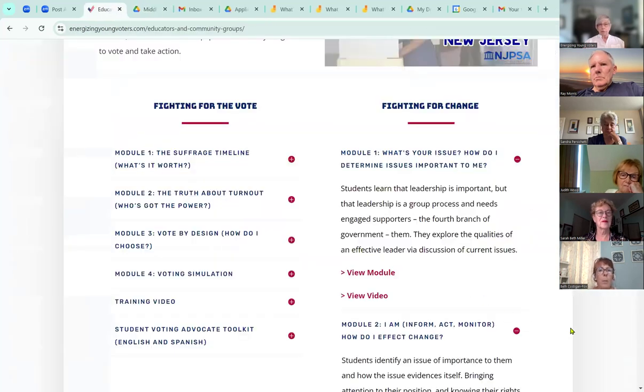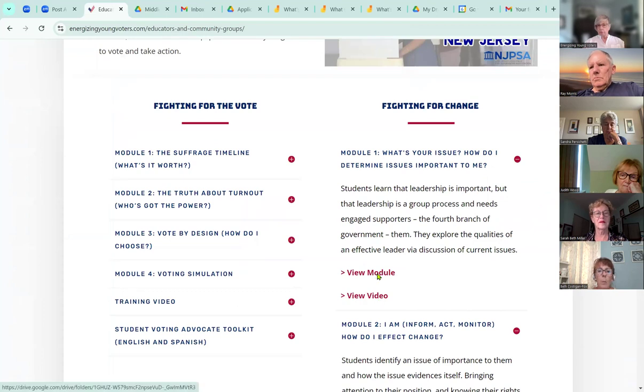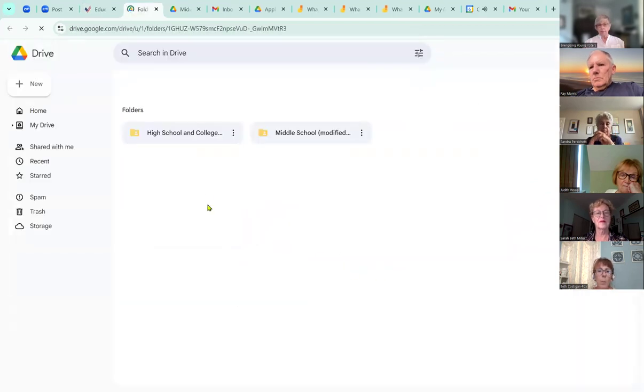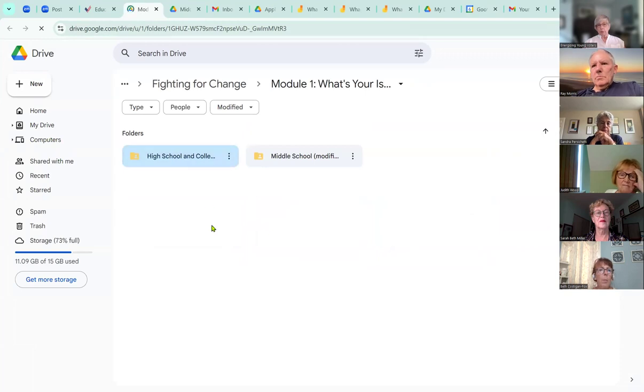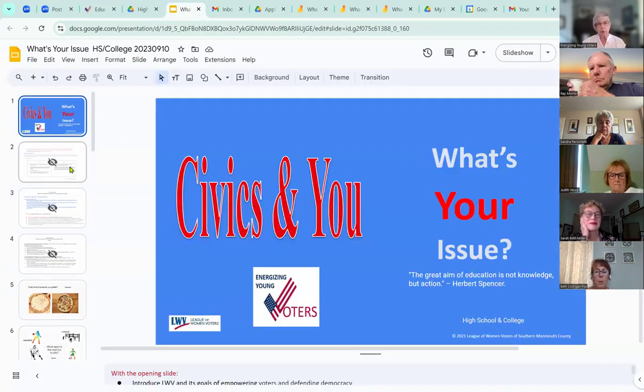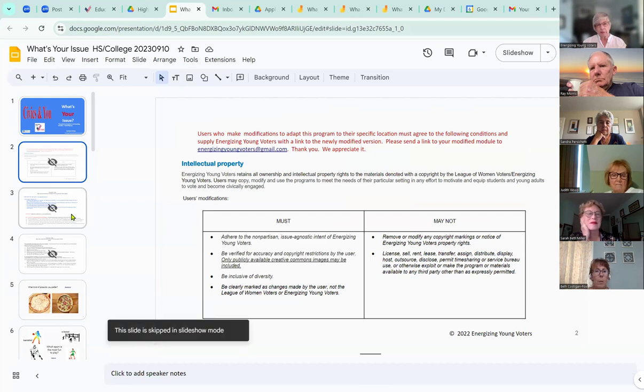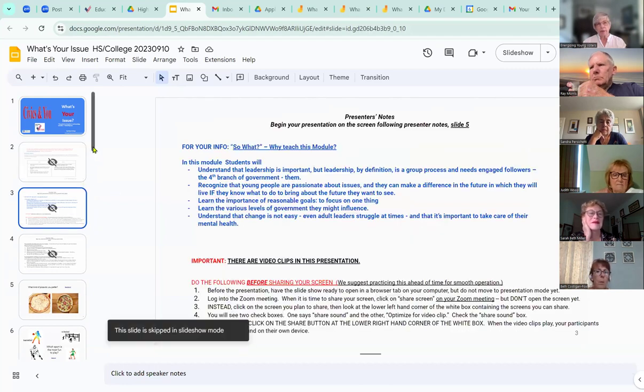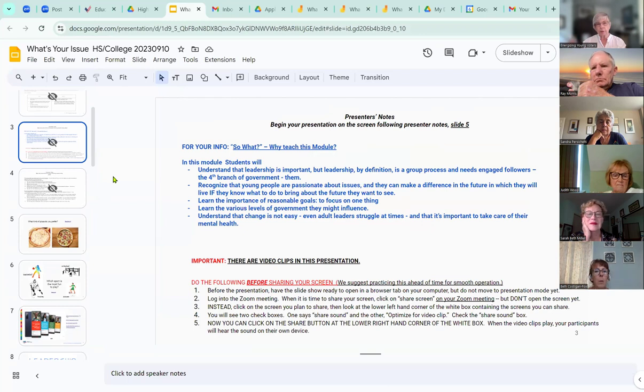So let me go back now to the web page, and we're going to look at the high school and the college version. All right, so this is the high school and college version. There are, again, hidden intellectual property slides. Because in this program, there are some video clips, and you can see down in slide 7, that's where the 4 video clips are, 2 of which relate to left-leaning issues and 2 of which relate to right-leaning issues. And we're going to show you all 4 of them.